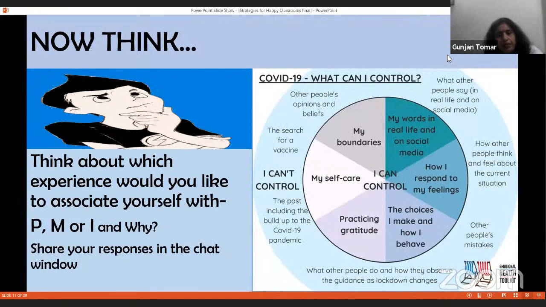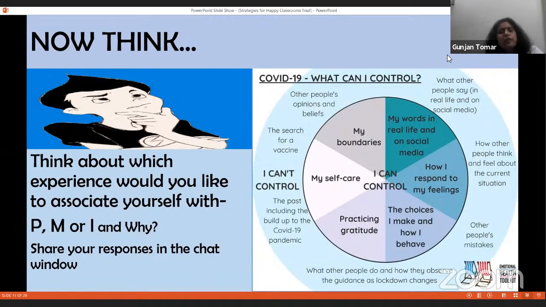And then I asked them to think about which experience they would like to associate themselves with. I also told them that, being in the situation we are in, when you are thinking about the responses in the chat, keep in mind that during this COVID situation, what is in your control and what is not in your control. Something which is not in my control is something which I shouldn't be bothered about. I can only do something which is in my control.